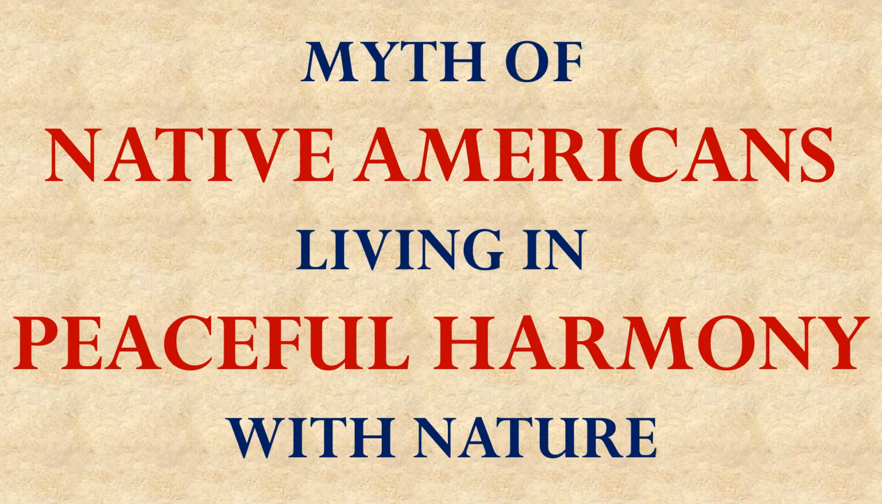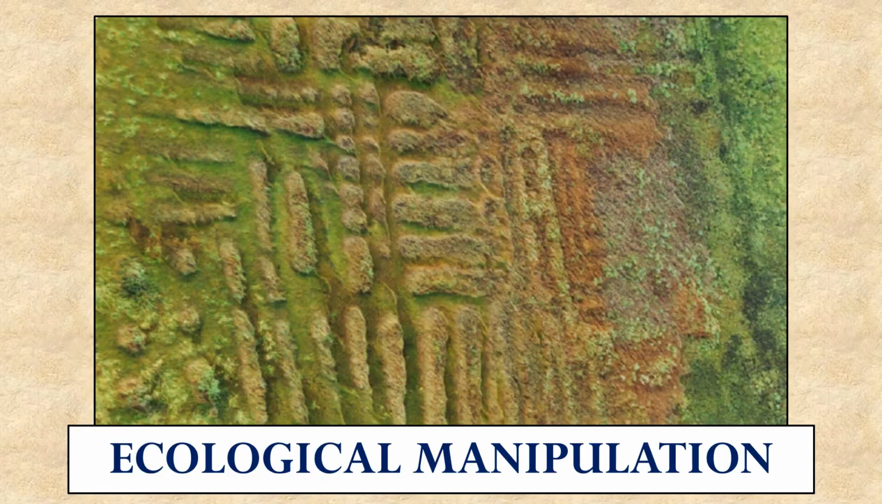These natives are oftentimes thought of in mythological terms as living in peaceful harmony with each other and nature before the evil Europeans came along and ruined the Eden that they were living in. Now, I call this a myth because it's simply not true. Native Americans manipulated their ecology, their environment around them, just as much as any other people around the world. They cleared out forests, they created cropland, they changed the course of rivers, whatever they needed to do to improve their lives, just as other people all over the world have done.